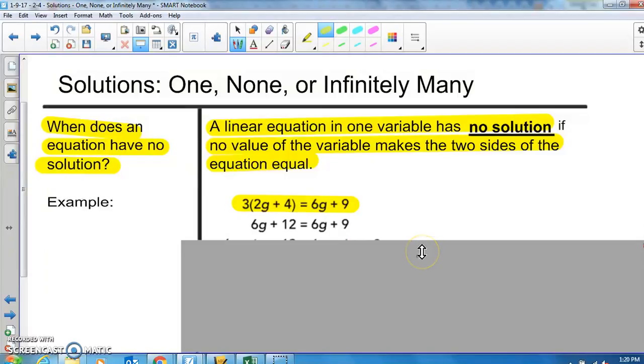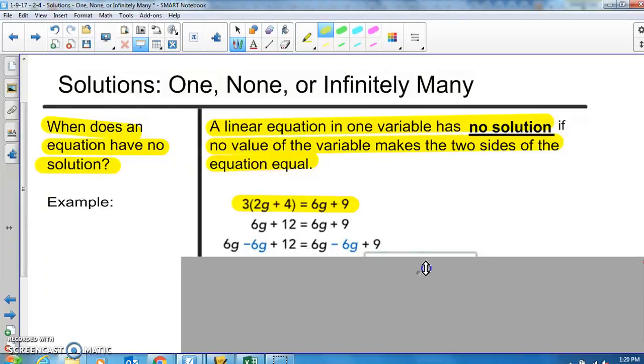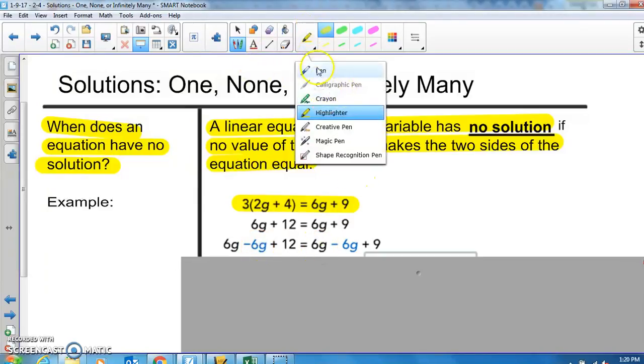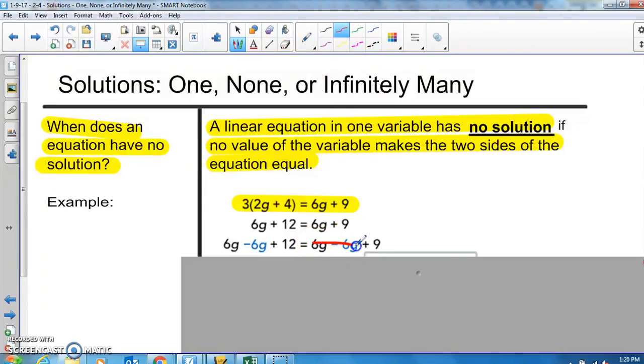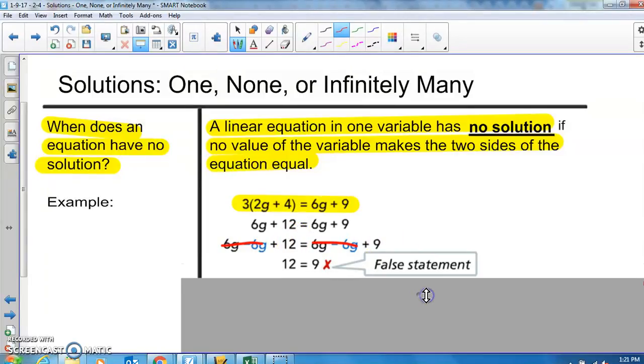So we have variables on both sides. So what we're going to do is subtract the 6g here, and then do the same thing over here. So when I subtract, 6g minus 6g cancels out on the right side, and over here that cancels out. You'll notice there's a 12 left over and there is a 9 left over. So if I bring those down, does 12 equal 9? 12 does not equal 9. So what that means is that is not true.